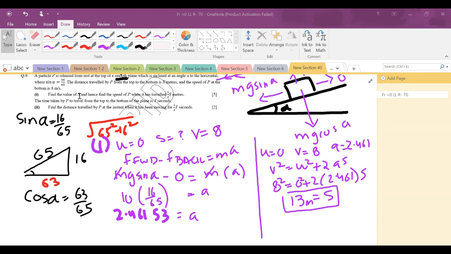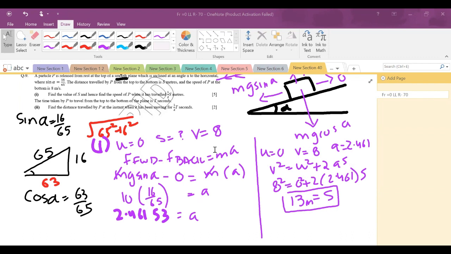Find the value of s. तो हमने s find कर लिया है, which was the distance of the slope from the top to the bottom. ये देख लिया 13 है और ये कैसे पता चला? u given था क्वेश्चन में 0, टॉप पे स्पीड, v भी गिवन था क्वेश्चन में 8, बॉटम पे स्पीड, a हमने खुद निकाल लिया यूजिंग फॉरवर्ड फोर्स माइनस बैकवर्ड फोर्स इक्वल्स टू एम ए.